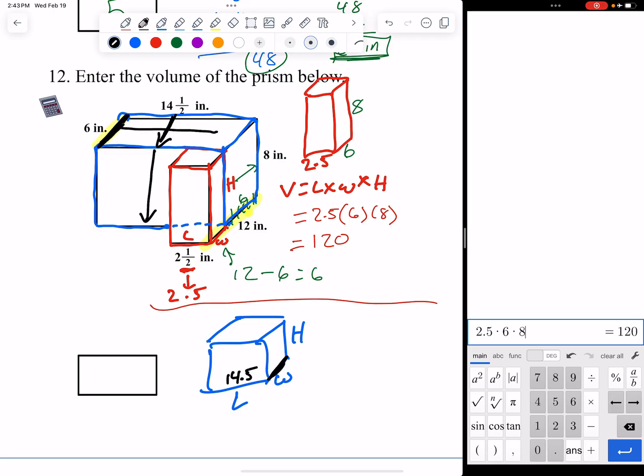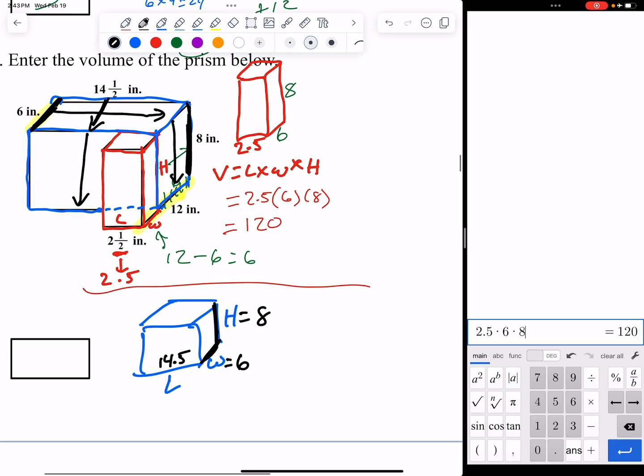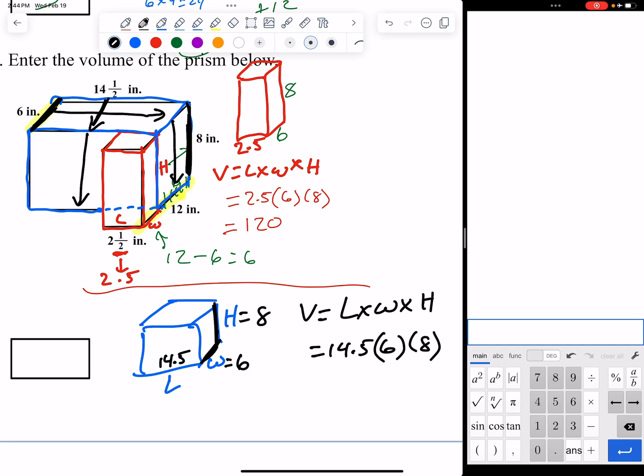So that side goes to the opposite and it goes straight down. So that's going to be 6. And my height is the vertical one right here. So that's going to be 8. So the volume equals length times width times height, or in other words, 14.5 times 6 times 8. Calculator time. 14.5 times 6 times 8. And I get 696.